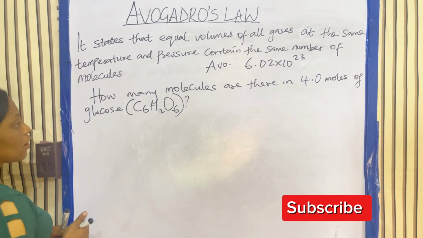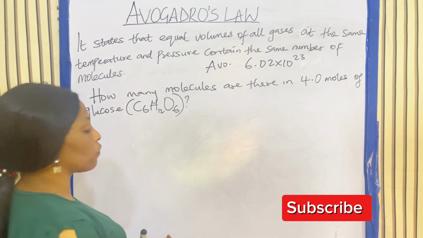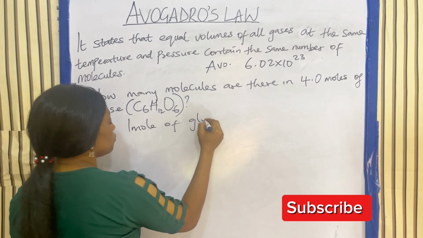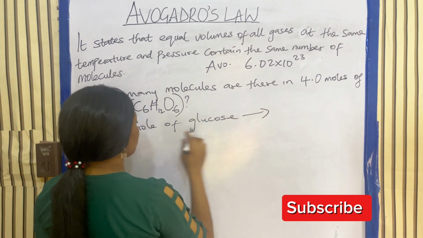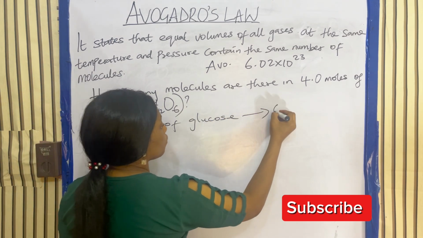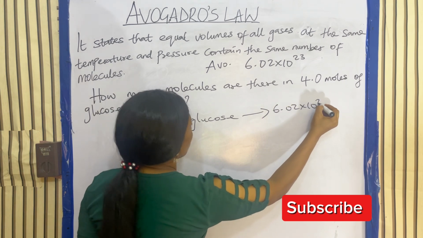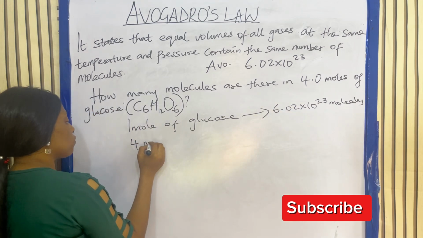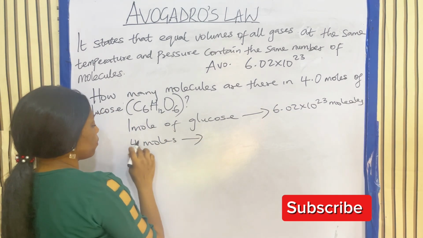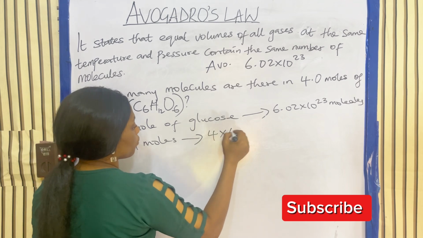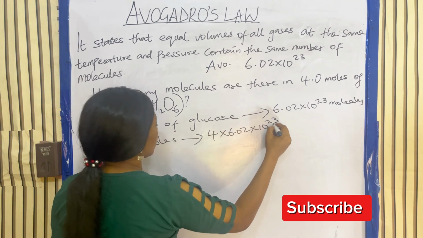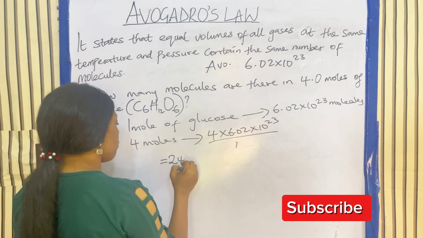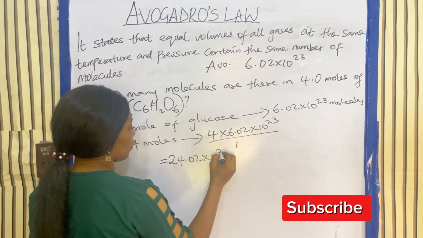Okay, so the question says, how many molecules are there in 4 moles of glucose? So you say 1 mole of glucose will give you 6.02 times 10 raised to power 23 molecules. So 4 moles of glucose will now be 4 times 6.02 times 10 raised to power 23 divided by 1, and that will give us 24.02 times 10 raised to power 23.